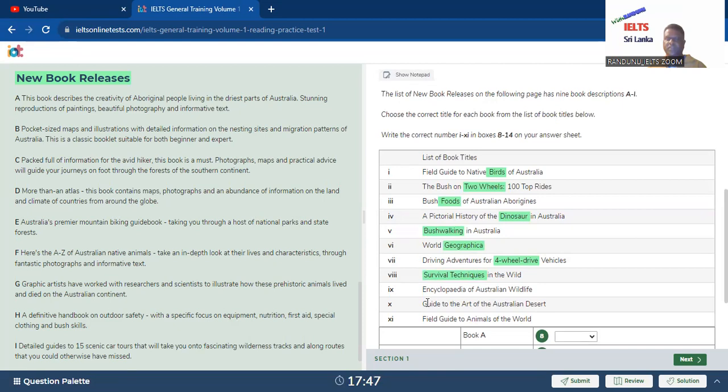Vishwakoshi. So it is about encyclopedia. The next one, guide to art of Australian deserts, art of Australian desert.